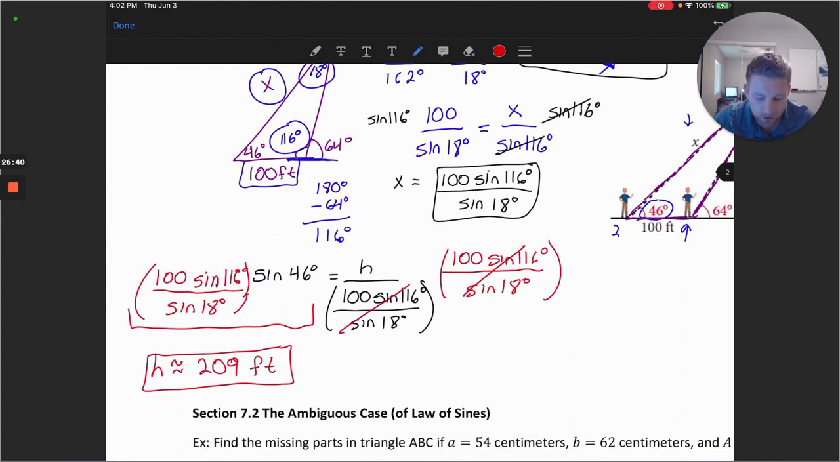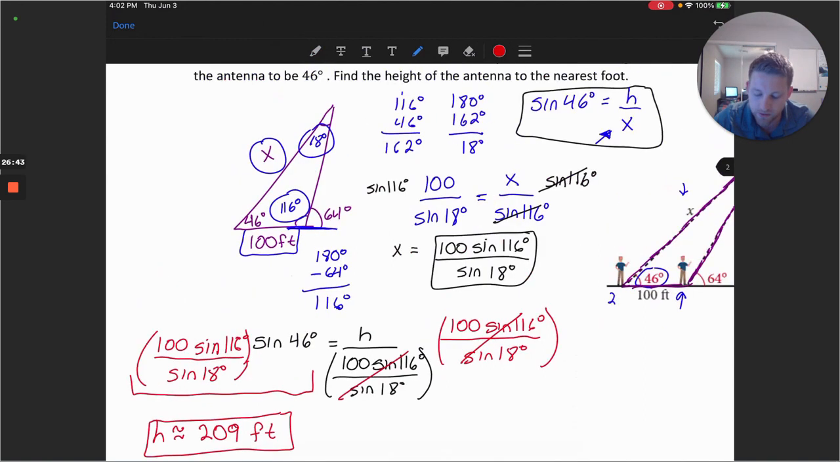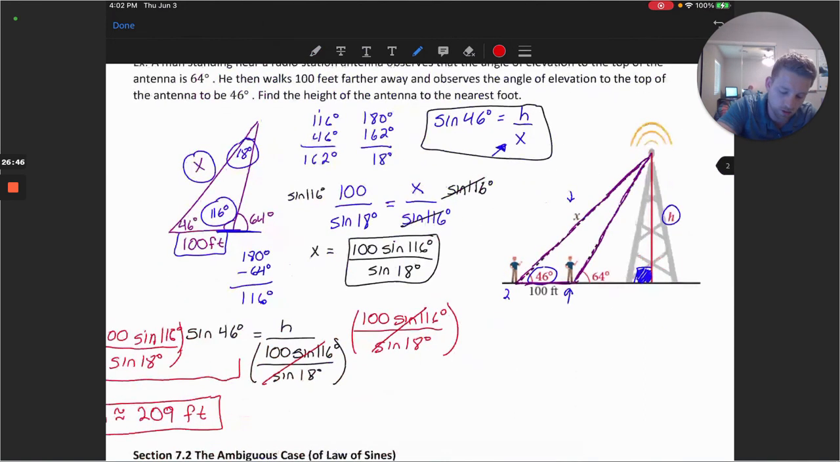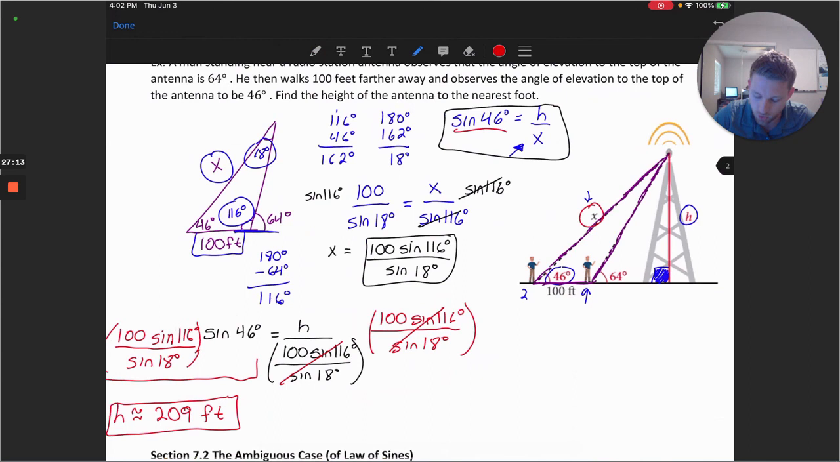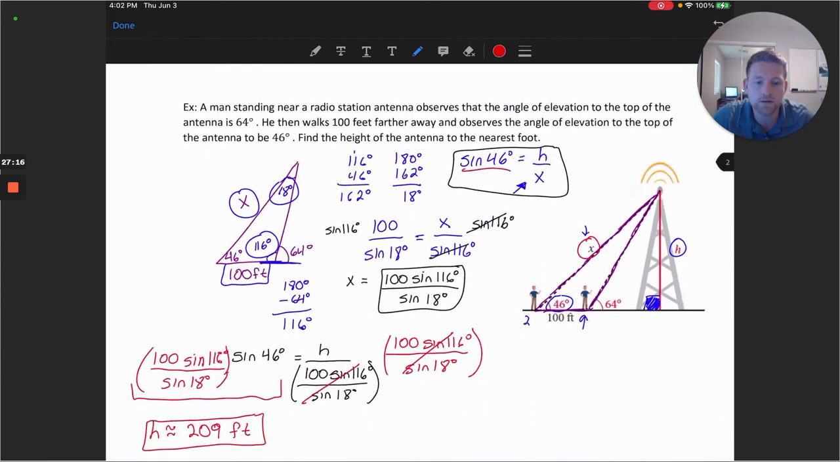So there was kind of two calculations going on, really. When we put them together, there was that law of sines to solve for our x quantity. And then we use that x quantity to put into a sine function. Again, the sine of 46 degrees in that big right triangle would be the opposite, which is h, over the hypotenuse of that large triangle, which would have been x. So that's the completion of this problem. We should go away with 209 for the length of the antenna.